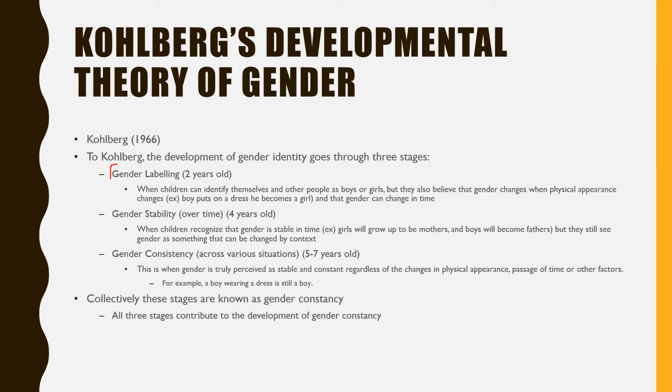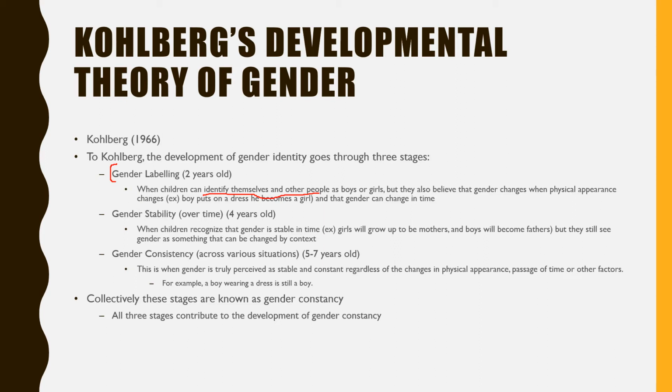The first is gender labeling, 2 years old. So this is when children can identify themselves and other people as boys or girls. However, they also believe that gender changes when physical appearance changes. So if a boy put on a dress, then he becomes a girl. And that gender can also change in time.